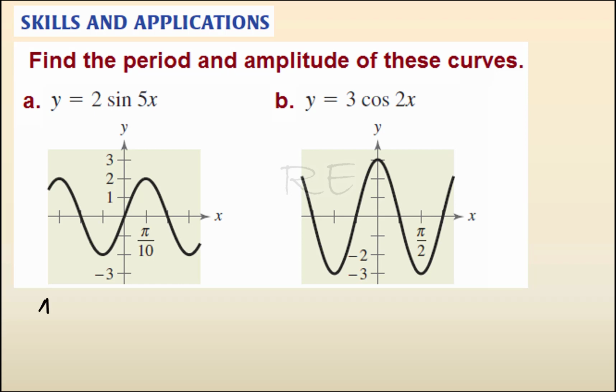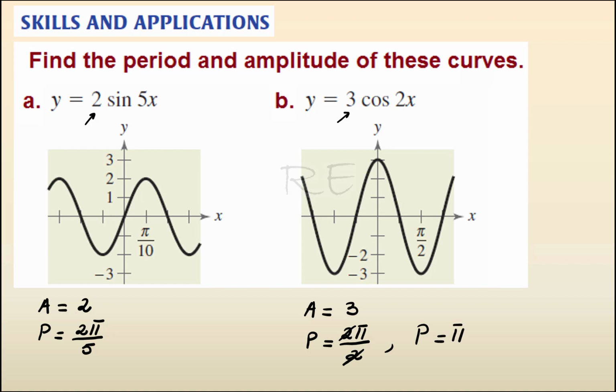Y is equal to 2 sine 5x. The amplitude is the absolute value of 2, which is 2. The period is 2 pi divided by 5, the coefficient of x. So the period is 2 pi divided by 5. Y equal to 3 cosine 2x. The amplitude is the absolute value of 3, which is 3. The period is 2 pi divided by 2, which is pi. Period is equal to pi.